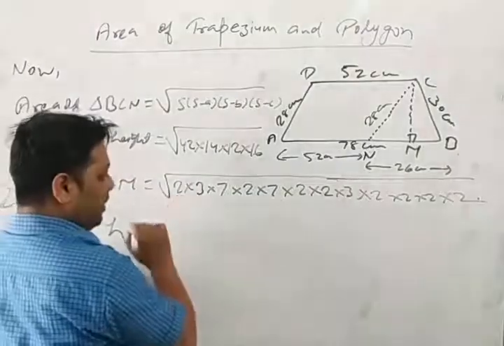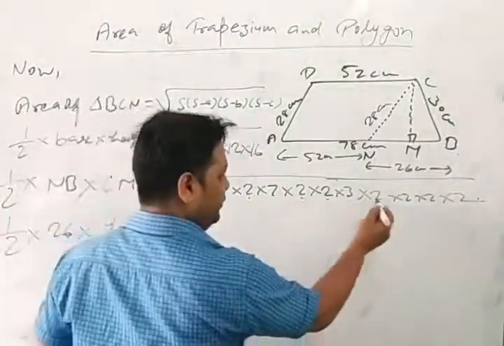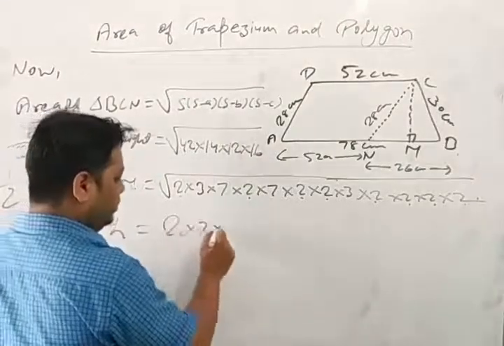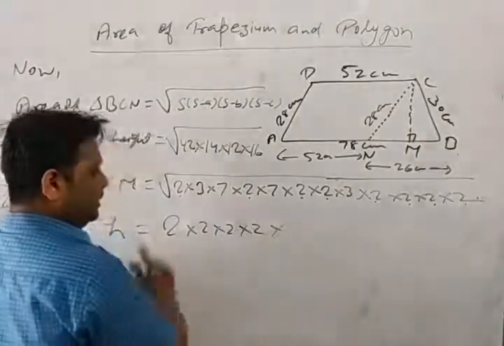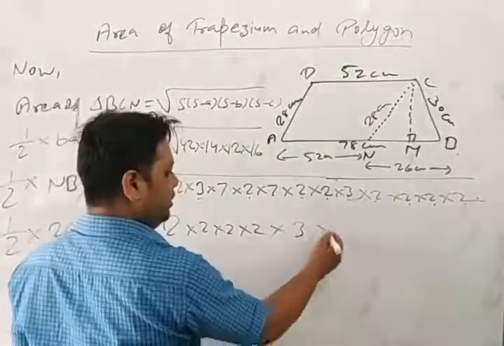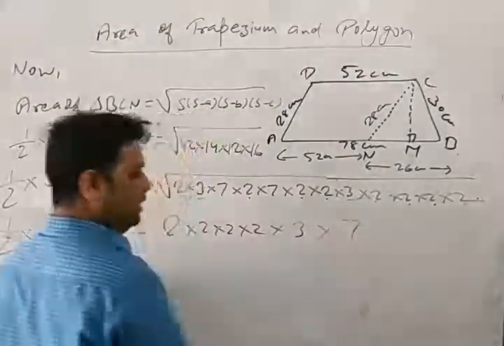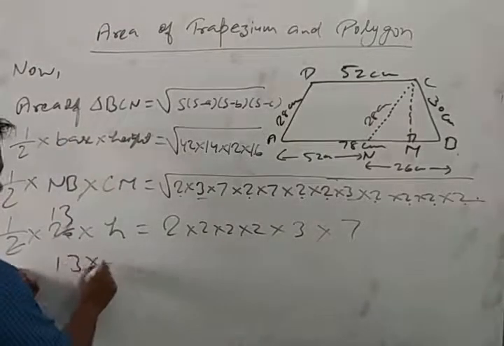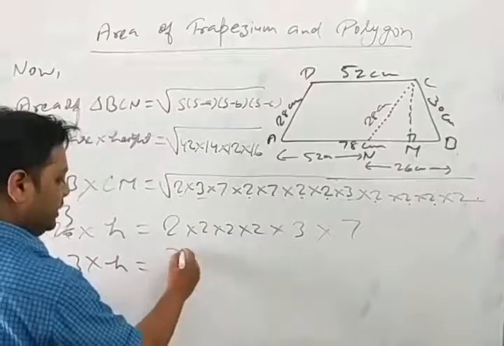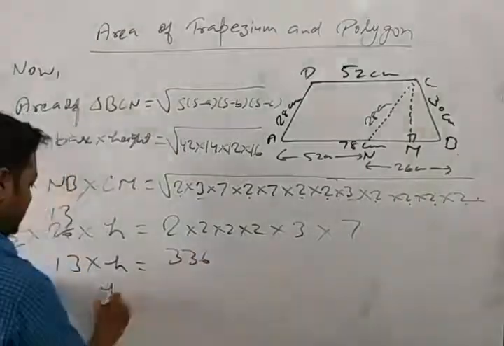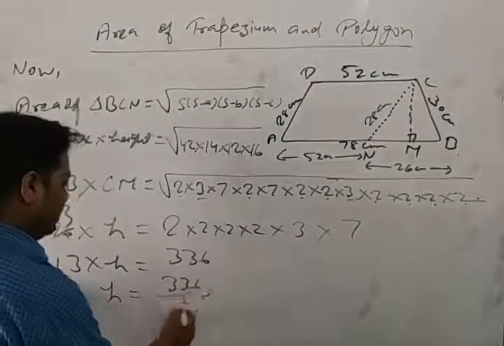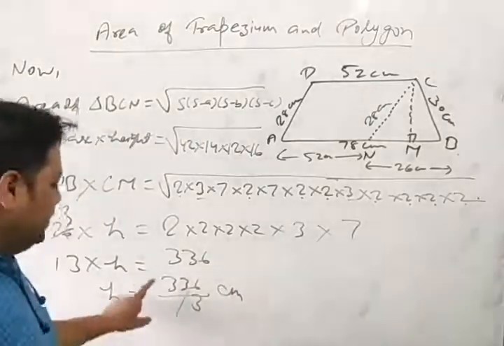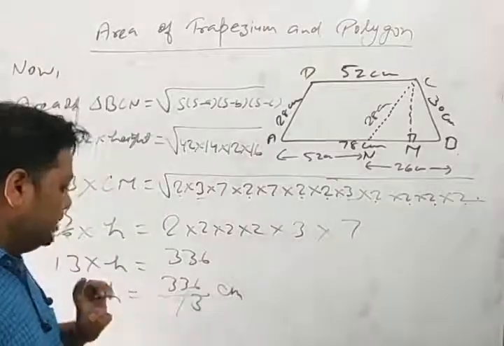As you can see, how many 2s? 1, 2, 3, 4, 5, 6, 7 and 8. It means four 2s will come out, 2 into 2 into 2 into 2. Then 3 is two times, so we will write only one time. 7 is two times, so we will write only one time. Then 2 into 13 there. Then it will be 13 into h, and if you multiply, you will get 336. Then h will be 336 by 13 centimeter. It is not divisible, so we will leave it as a fraction. Now our height we have found.